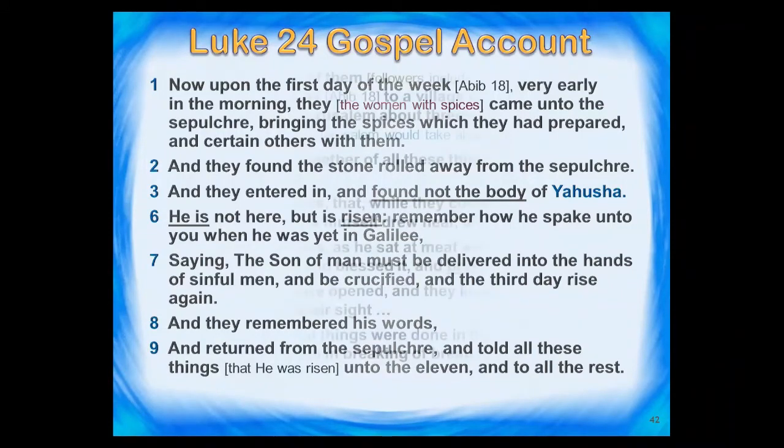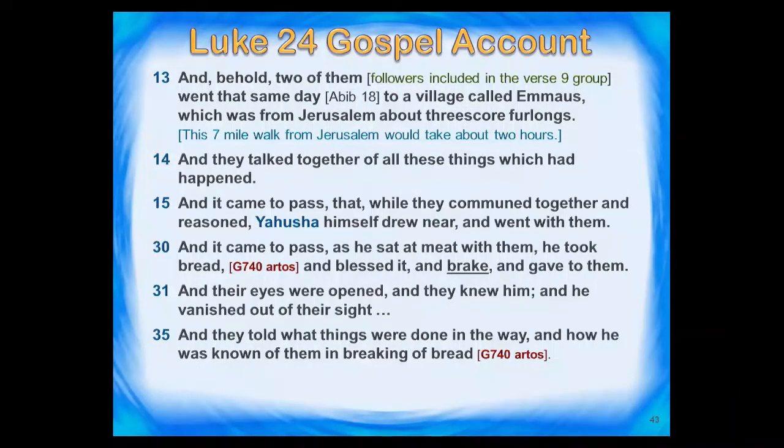to all the rest. In verse 13, and behold, 2 of them, these are some of the followers that you find in verse 9, went the same day. I will tell you, it was Abib 18. They went the same day to a village called Emmaus, which was from Jerusalem about 80 furlongs. And they talked together of all these things which had happened. And it came to pass that while they communed together and reasoned, Yahusha himself drew near and went with them.